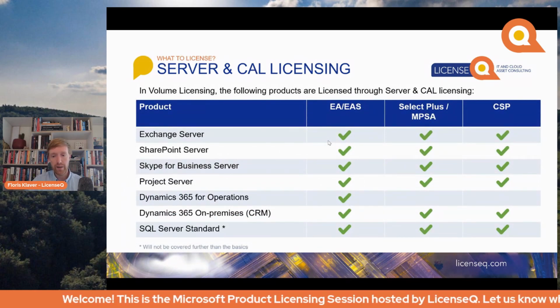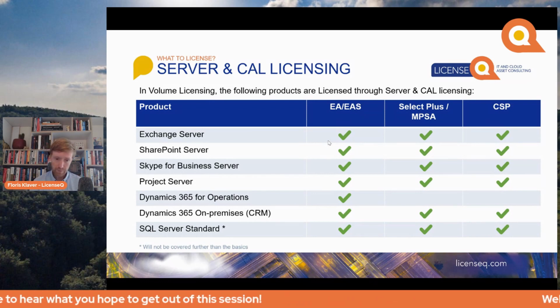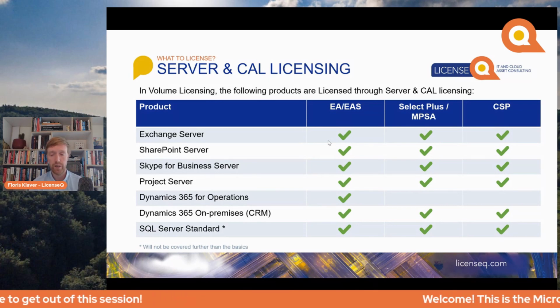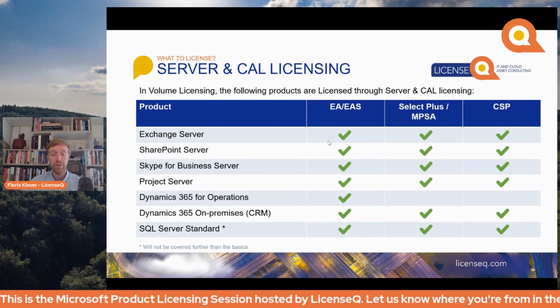So what can you buy in the server and CAL model? There's quite a lot of products. It's the application servers that we know: Exchange, SharePoint, Skype for Business and Project Server, Dynamics 365 for Operations, Dynamics 365 on-premises, CRM, and SQL Server Standard. And there's one that I forgot to put on here, which is the Azure DevOps or Team Foundation Services product that Microsoft is still focusing quite heavily on, but that's also based on a server and CAL licensing model.